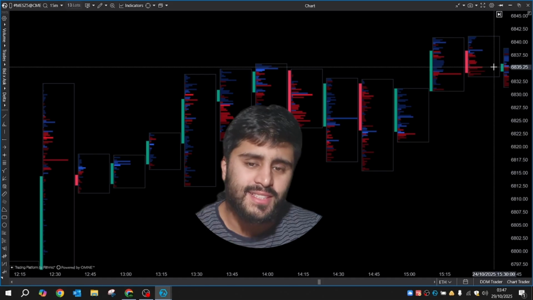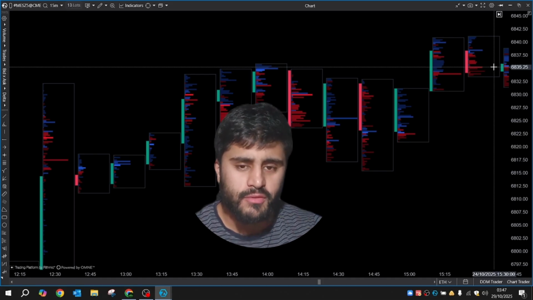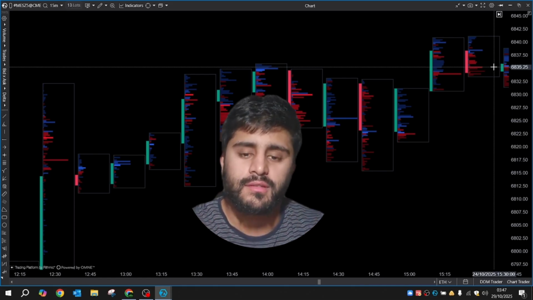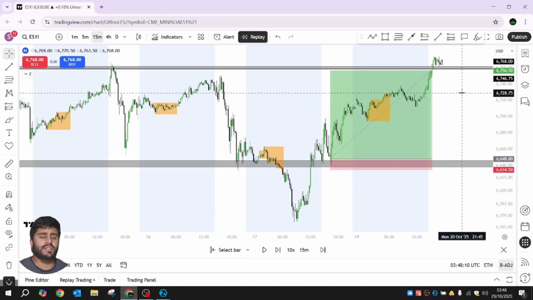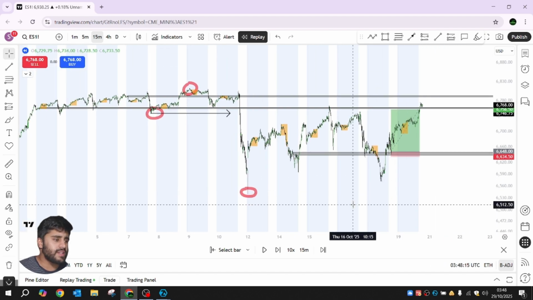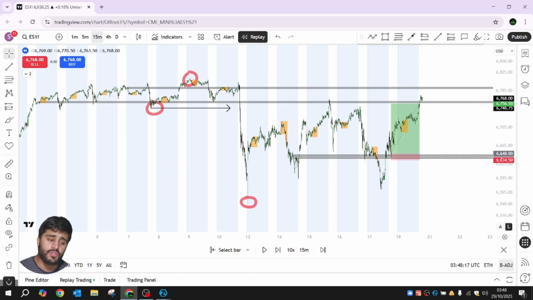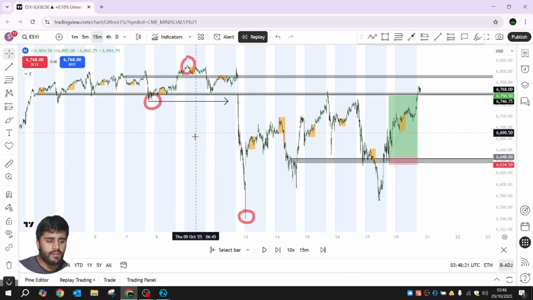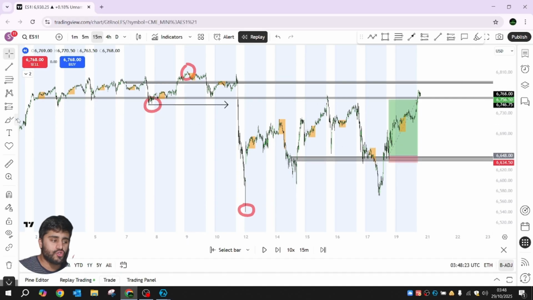The whole system comes down to knowing where to trade from, what to look for, and why you are looking for it. So the first thing we need to understand is where we are in terms of market structure. This is the S&P 500, or the ES futures, 15-minute chart. I always encourage every trader to focus on market structure.